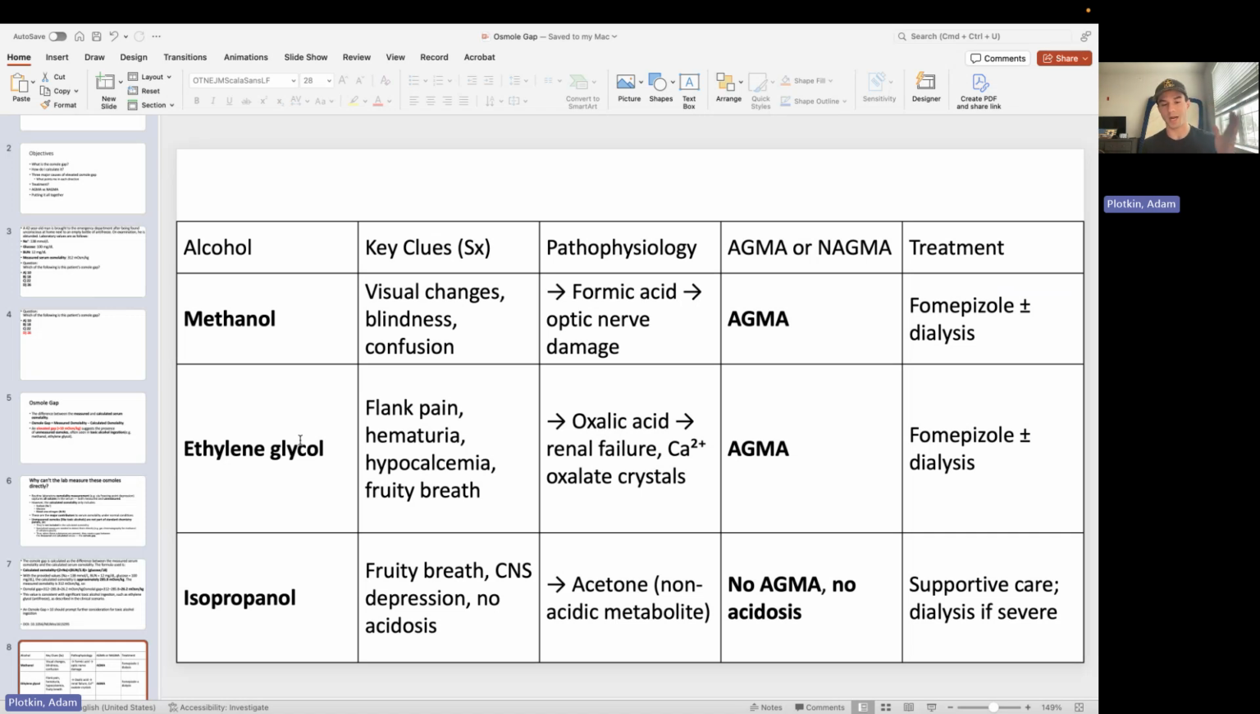Isopropanol can cause fruity breath and CNS depression, but it's not going to cause acidosis because isopropanol is broken down into acetone. Acetone is a non-acidic metabolite, so there's no anion gap metabolic acidosis, and we really just use supportive care.